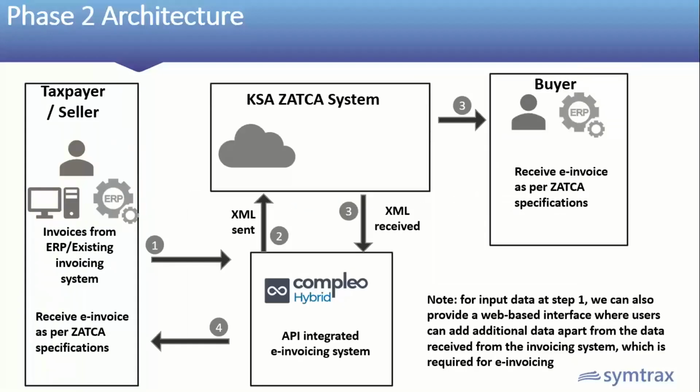Moving further, now we'll see the architecture for phase 2. Now you can see at left hand side, it will be your ERP or your existing invoicing system. So from step 1, document will be captured in Complio. Then as per Jhatka specification, it should be in the XML. So using Complio, we will convert your input into XML format.